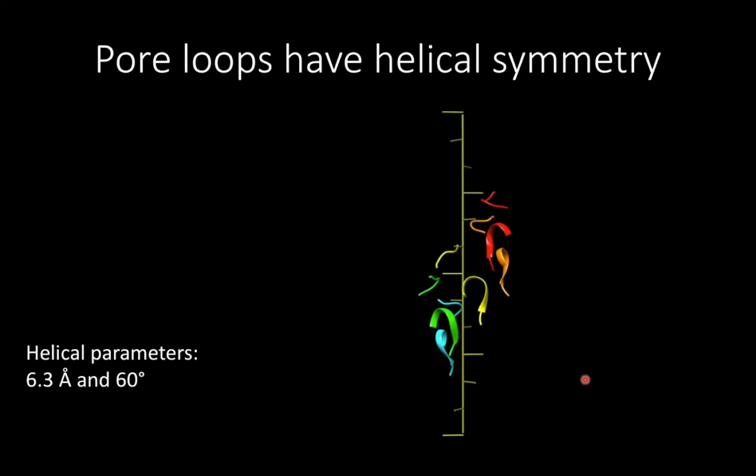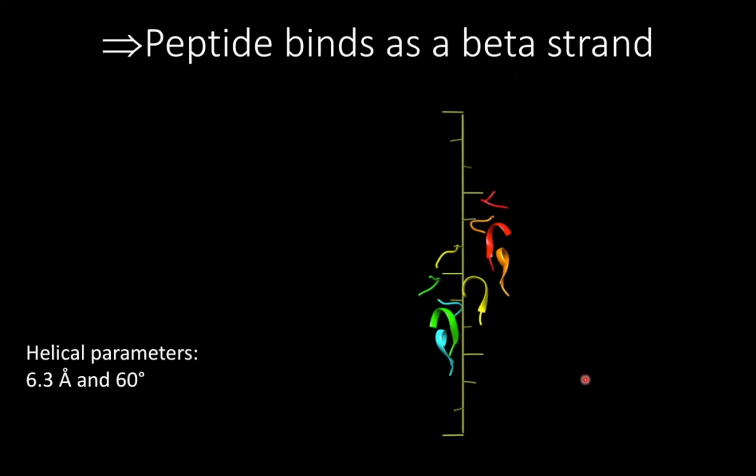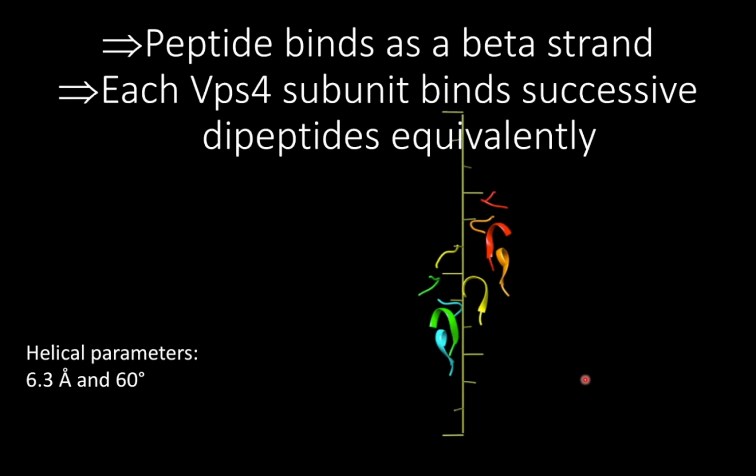So even at very, very low resolution, the first time we could see the structure, even before we could see the peptide, we had what I think is an attractive hypothesis, which also turns out to be true. And that is that the substrate is going to bind as a beta strand. The enzyme has this groove that has the symmetry of a beta strand, and it's attractive to think that peptides could bind in this way because almost any amino acid sequence can form a beta strand. Symmetry also implies that each of the VPS4 subunits binds successive dipeptides of the substrate in the same way. This is also, I think, an important concept for us that turns out to be true.